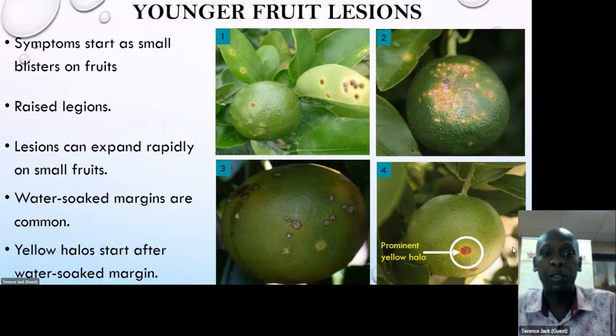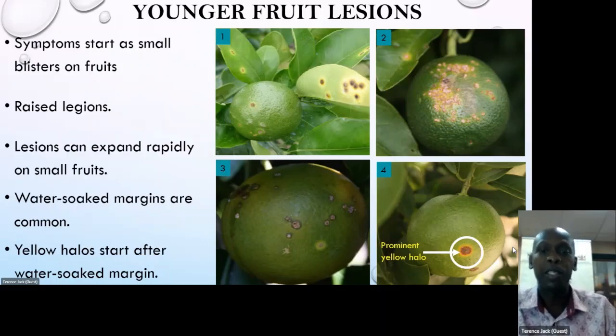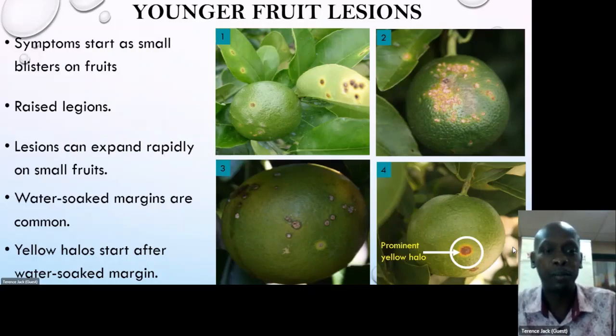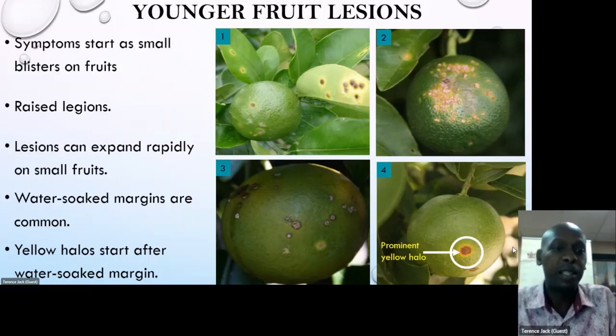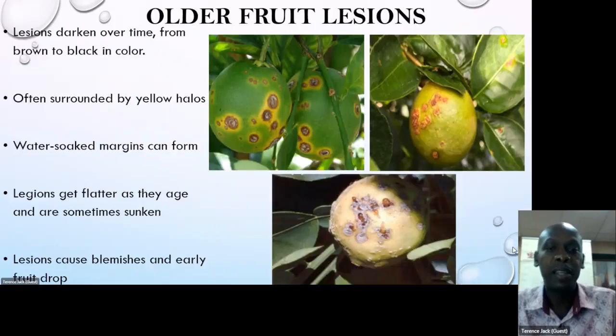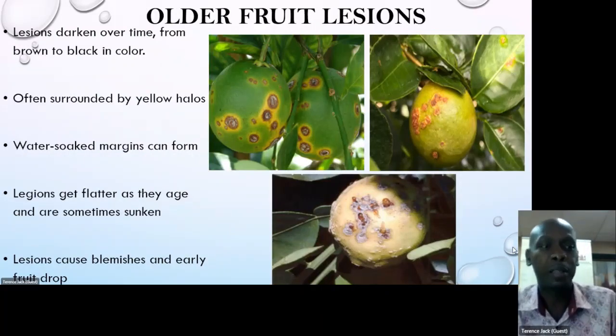And then as you switch to picture label number 4, you can see that distinctive yellow halo that surrounds the canker region. So these canker regions will be surrounded by water-soaked margin, and remember that prominent yellow halo. That's the most definitive sign that you have been affected by citrus canker.